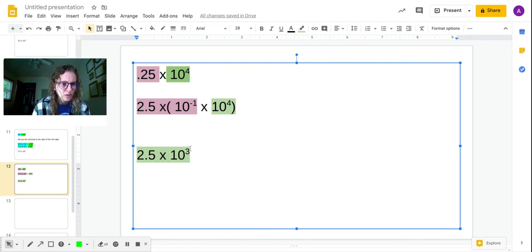I don't know if that was ever made clear to you, but I will try to make it clear to you now. Okay, so now you just add your exponents when the base is the same. So both of these are 10, right? This is 10. This is 10. So these are the same, so then you can add the exponents to get 3.